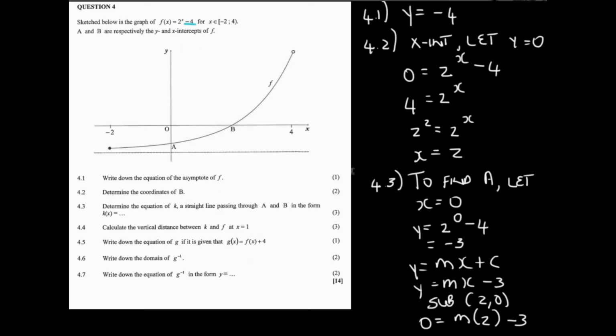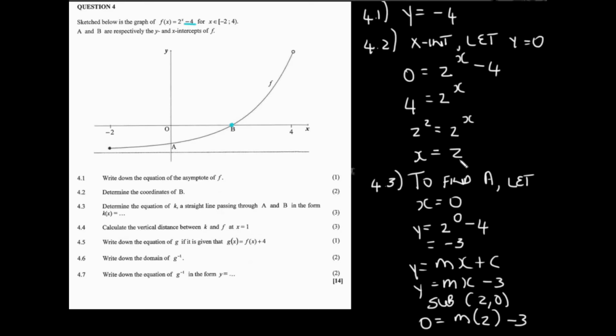Determine the coordinates of b. Let's have a look at b. b is the x-intercept of f(x). And how do we find our x-intercept? We let y equal to 0. So we are going to say 0 is equal to 2 to the power x minus 4, and then we are going to solve for x, and we see that x is equal to 2.